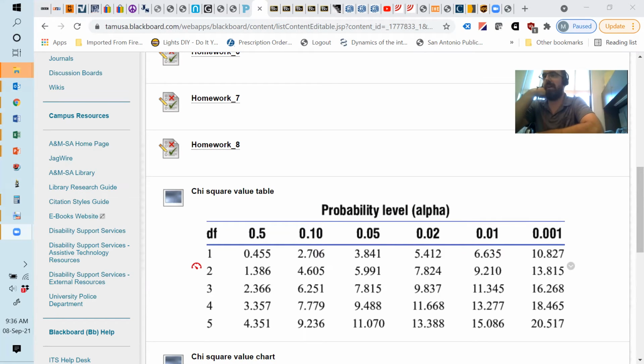Any questions about that before we move on? It's kind of a lot to take in, and it's weird because the bigger the chi-square value, the more you care about it, the smaller the p-value, the more you care about it, right? So it's not necessarily intuitive. Any questions?